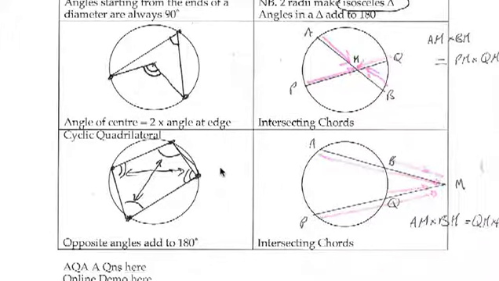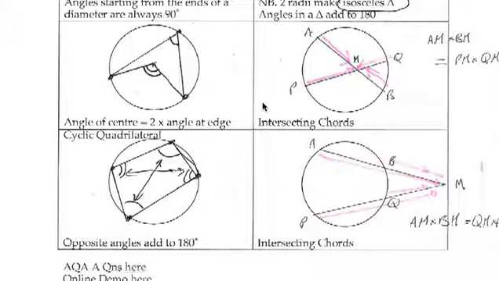And then finally, for this section, we've got what's called a cyclic quadrilateral, which is any four-sided shape where all the corners of that shape are on the circle. And the rule here is that opposite angles within that shape will always add up to 180. So these two will add to 180 and these two will add to 180. Now those are the basic circle laws.